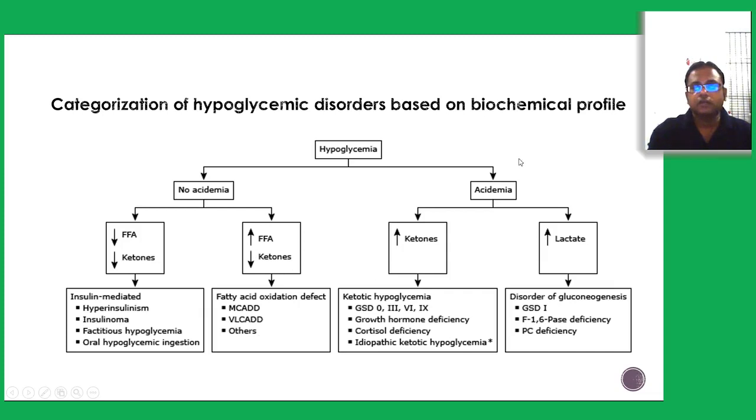And then on the other arm, hypoglycemia plus acidemia with increased ketone levels, you get glycogen storage disorders, growth hormone deficiency, cortisol deficiency, and idiopathic ketotic hypoglycemia, which is quite common. And then with acidemia and increased lactate, you get glycogen storage disease type 1 and pyruvate kinase deficiency. So hope it is clear for you.